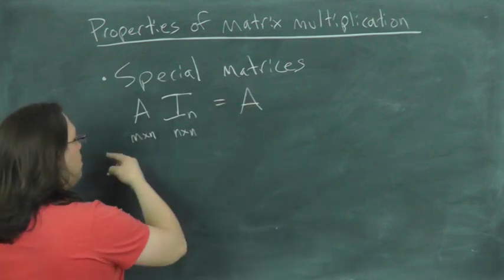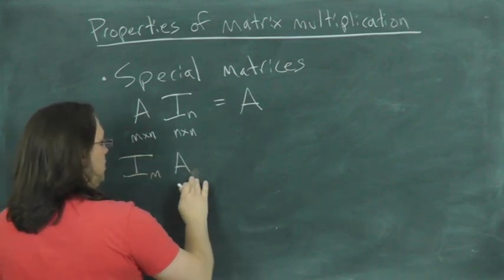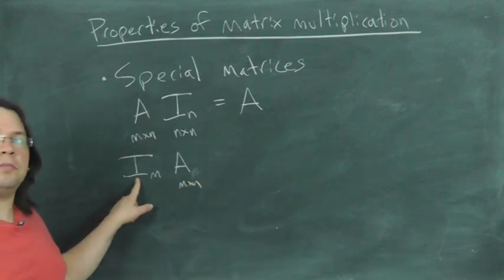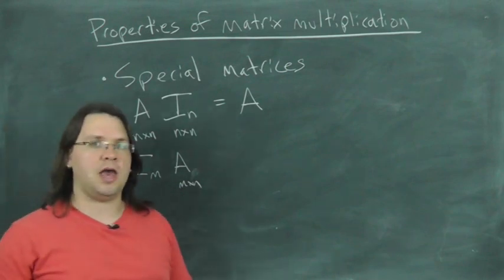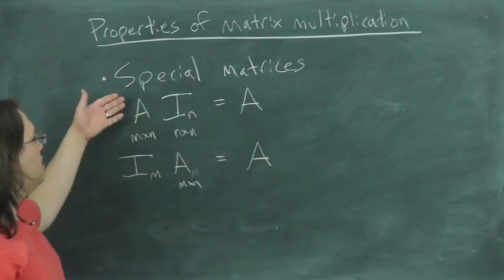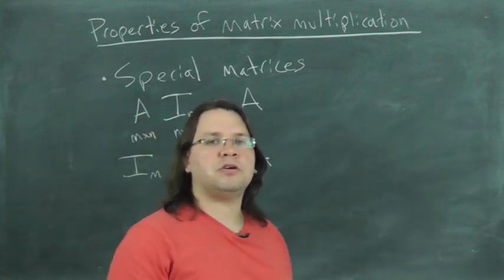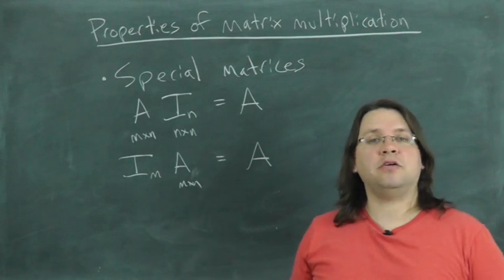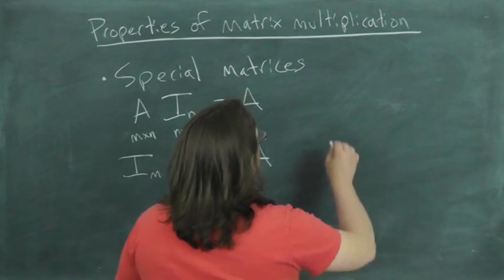If we did it on the other side, we need to use I sub m. So this is an m by m matrix and an m by n, so the resulting thing is also m by n. And this is also A. So this is what happens when you multiply by the identity matrix. The identity matrix acts as 1 for the purposes of multiplication. And in fact, that's exactly the reason that we defined it in the first place. The zero matrix does the same thing.